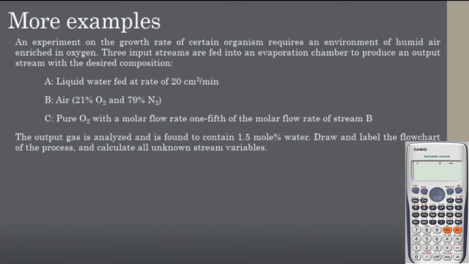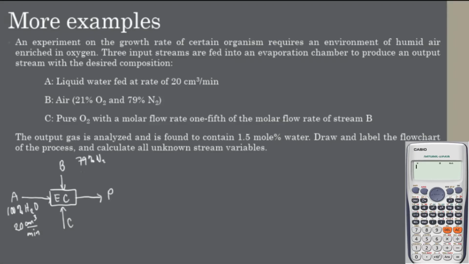Let us draw our diagram for this problem. So we have our evaporation chamber, let's call that EC, and we have our 3 input streams. Those are A, B, and C. For our product stream, I will be calling that stream P. And we are given the compositions of our input streams. Stream A is pure water, that's 100% H2O, with a liquid volumetric flow rate of 20 cubic centimeters per minute. Stream B is air, so that is composed of 79% nitrogen and 21% oxygen.